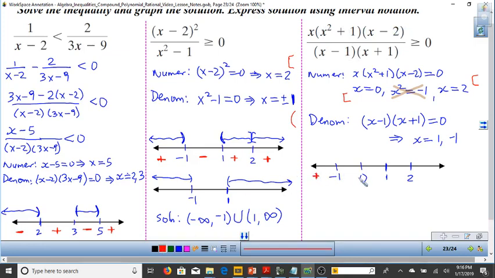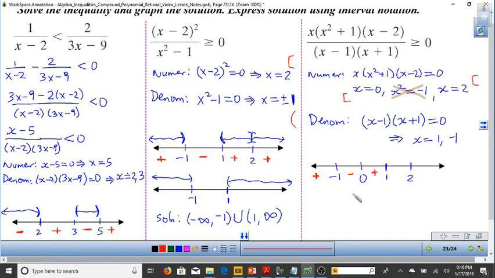Try a number between -1 and 0, like -0.5. A -0.5 here. This is going to be positive, and negative here as well. So there's a positive on the numerator. This is negative, and that's positive. Positive divided by negative is negative. Try 0.5. Positive here, negative here. So it's a negative numerator, and negative here, positive here, negative denominator. Negative divided by negative is positive.